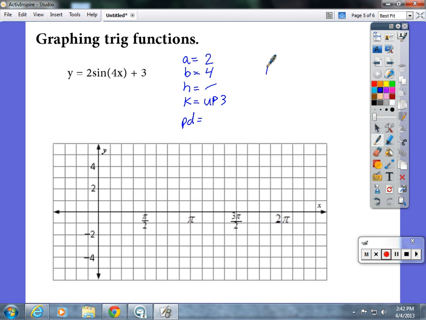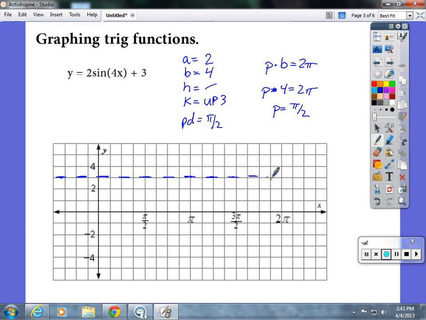Remember, period is pb equals 2 pi. So p times 4 equals 2 pi, which means the period equals pi over 2. So that's a short graph here. So period is pi over 2, and it's a sine curve. Up 3, still first, so we go up 3. I do my dashed line, up 3.